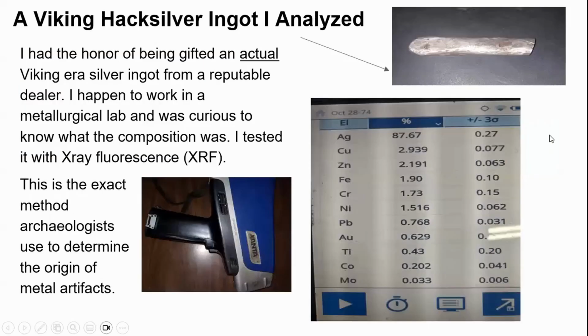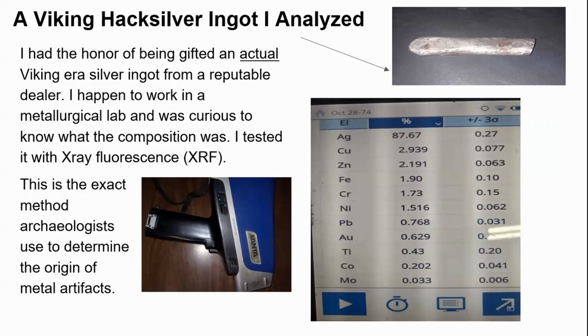So I happen to be a metallurgist professionally. Well, chemist, but anyway, I work in a metallurgy lab. And I had the honor of being gifted an actual Viking era silver ingot, a piece of hack silver, and that's a picture of it on the top right there. So I was curious to know what the composition was, so I shot it with X-ray fluorescence. And this is the same method that archaeologists are using to determine the origin of metal artifacts.